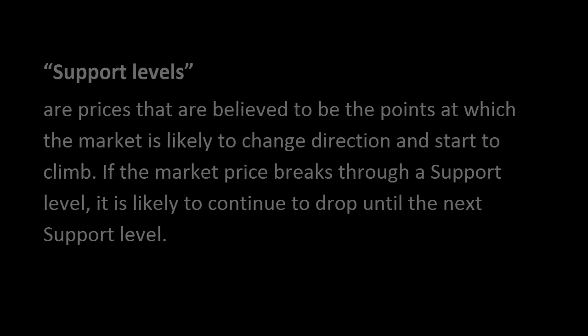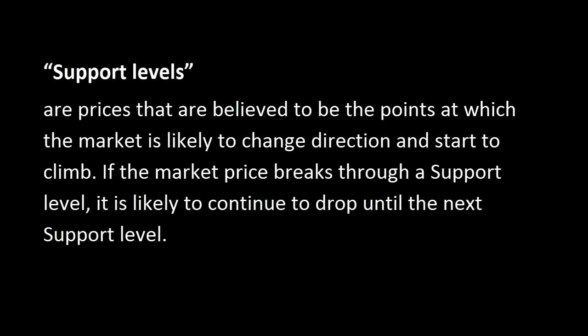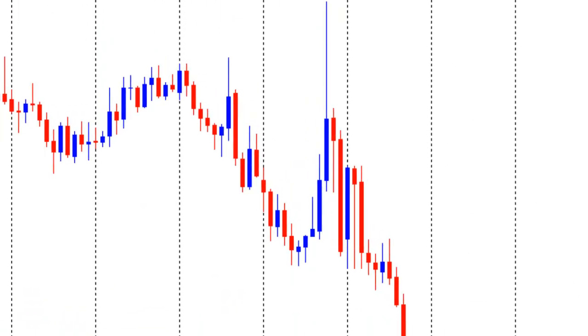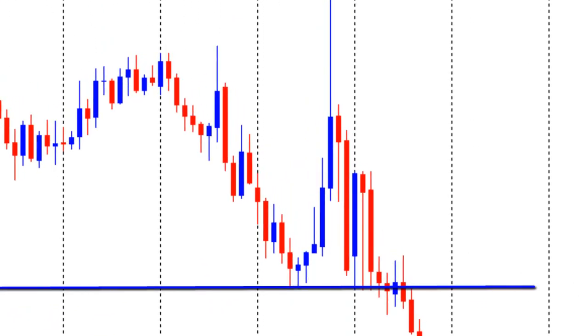So a few definitions. Support levels are prices that are believed to be the points at which the market is likely to change direction and start to climb. If the market price breaks through a support line, it is likely to continue to drop to the next support line. Alright, so let's zoom into this part of our graph. And then let's just say that this is our support line. So we say this because we expect that if the price drops to this point, it's likely to turn and start to climb again. Therefore, you would place a relevant trade.